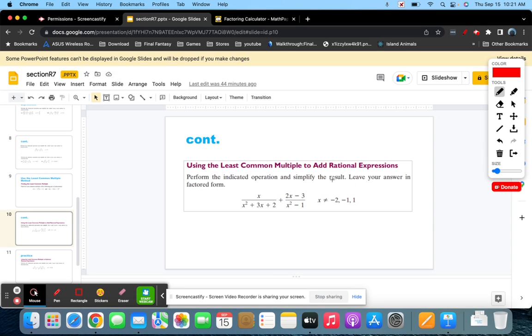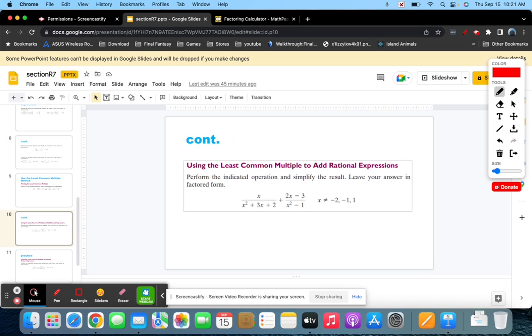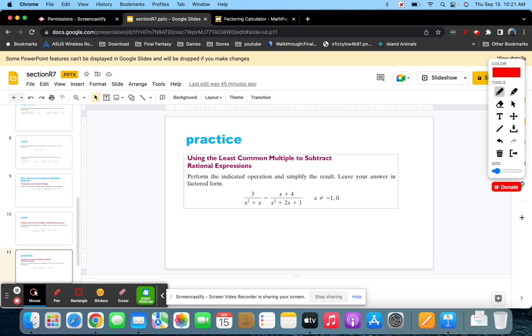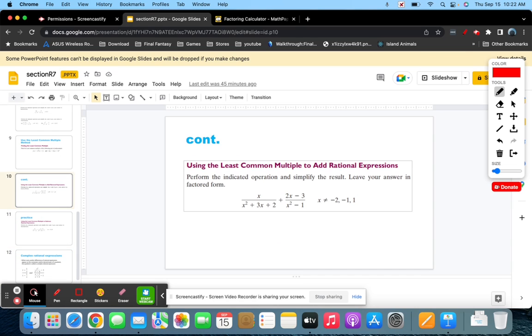So using that to add rational expressions, let's see. So you'd find the least common multiple in order to find and then use that to have a common denominator. I think it's pretty much what we did up here. We may not have said that though. And similarly for subtracting, you do that. Let's see, where can we find an example? Okay. So for this one, let's see.